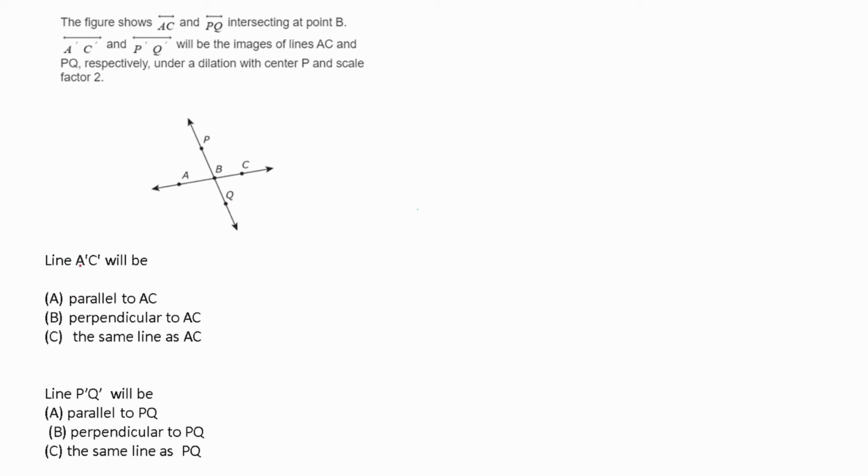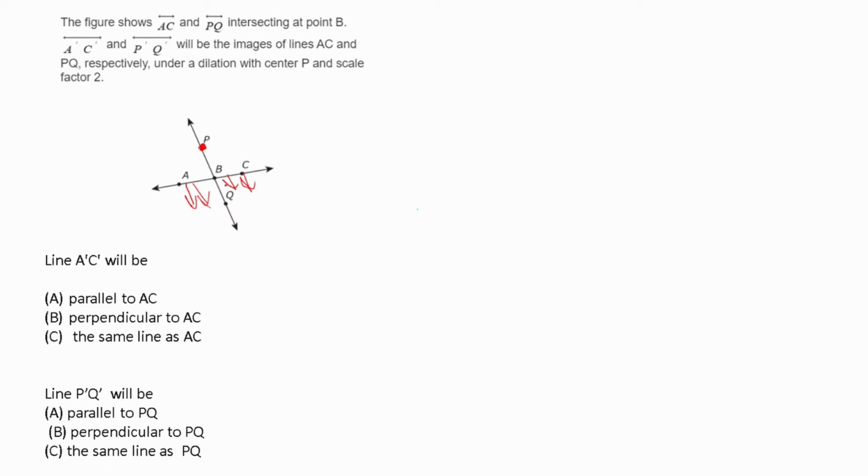So line A prime C prime. P is the center of dilation. That's one thing we want to keep in mind. AC is not going through P, which means it's going to be pushed away from P this direction. It's going to be pushed down away from it. So when that happens, it says A prime C prime will be parallel to AC, perpendicular to AC, or the same line as AC. Well, it's not going to be the same line as AC because it's going to be pushed down.